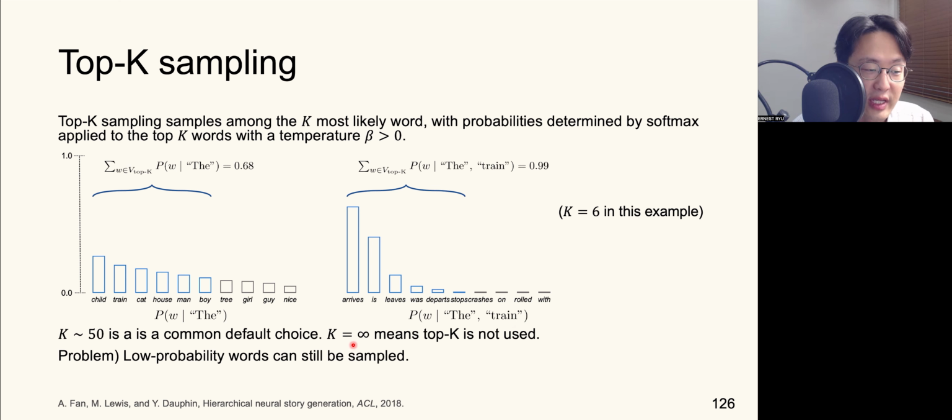K equals infinity can be used. This means top k is not being used. But this example might look a little bit problematic because in this case, of the top 6 words, some of them have high enough probability, but some of the words actually have very low probability. So still with top K sampling, extremely low probability words still can be sampled.